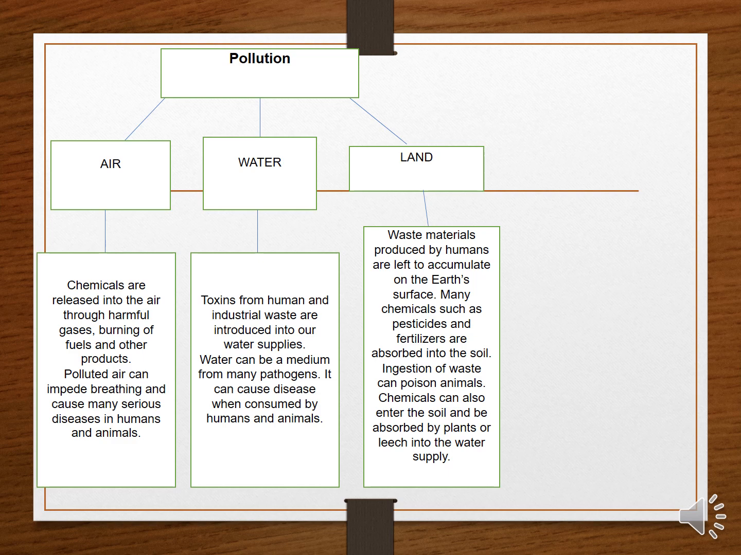Land: waste materials produced by humans are left to accumulate on the earth's surface. Many chemicals such as pesticides and fertilizers are absorbed into the soil. Ingestion of waste can poison animals. Chemicals can also enter the soil and be absorbed by plants or leach into the water supply.